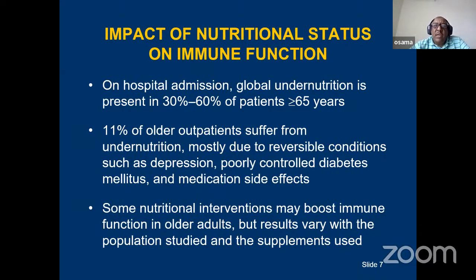Impact of nutritional status on immune function. On hospital admission, global undernutrition is present in 30 to 60% of patients over 65. And 11% of older outpatients suffer from undernutrition, mostly due to reversible conditions such as depression, poorly controlled diabetes mellitus, and medication side effects. Some nutritional interventions may boost immune function in older adults, but results vary with the population studied and the supplement used.